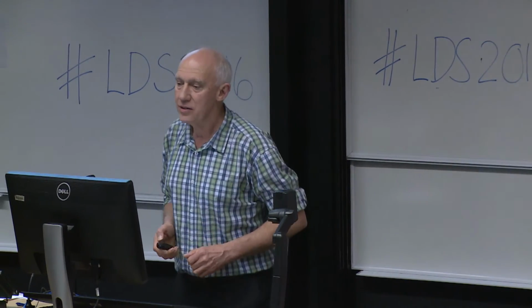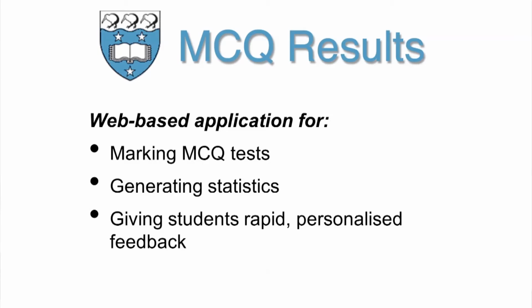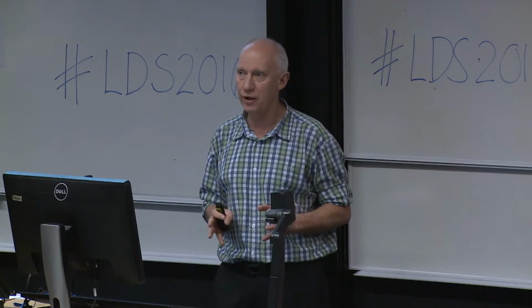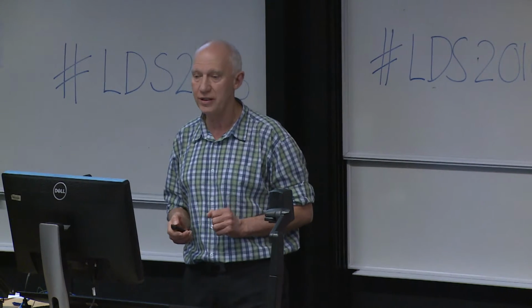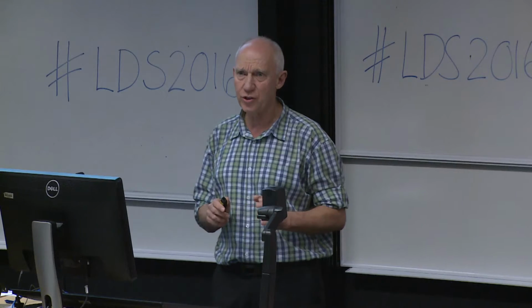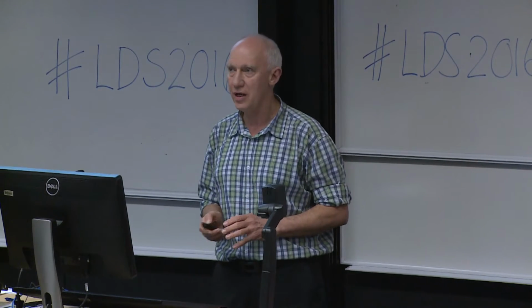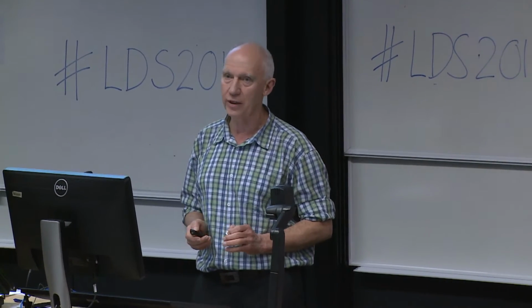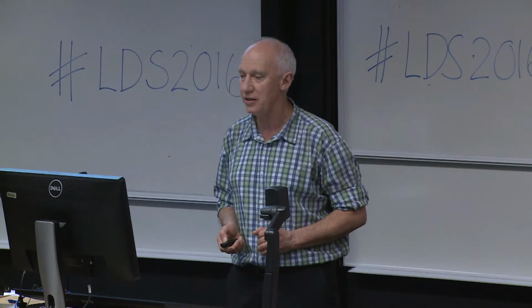So MCQ Results, we use it for marking MCQ tests, for generating stats that we can get some judgment on the tests, actually also for combining versions, if we do multiple versions, into a single version to get the stats from, and importantly for giving students rapid and personalised feedback. So I'm going to show you the process of how you do it and some of the sort of feedback that you're able to give very quickly, and the way students appreciate that.